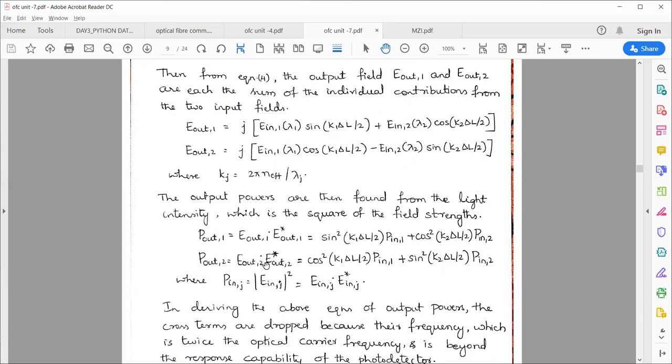Similarly, P out 2 is E out 2 into the conjugate of E out 2. So you end up getting cos square k1 delta L by 2 times P in 1 plus sine square k2 delta L by 2 times P in 2.